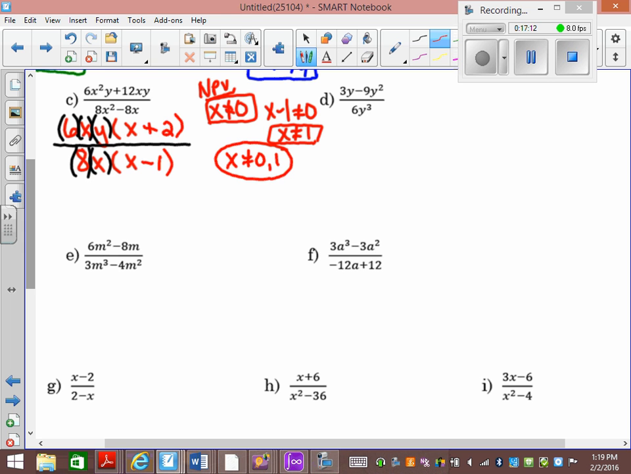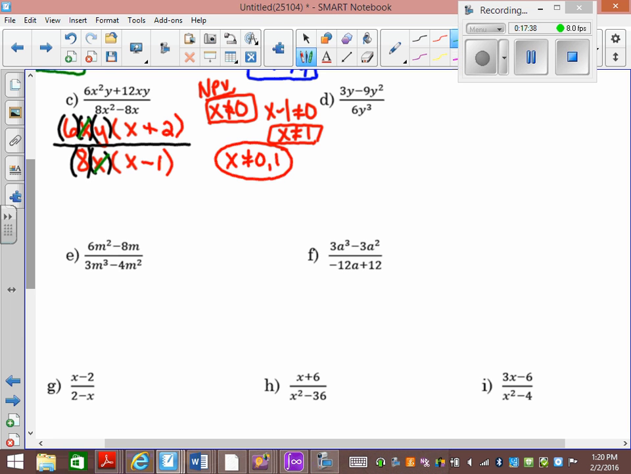Now, is there anything in the top or the bottom that I can take out? No letters on the top that match. Yeah, x. So I can take an x out of the top and an x out of the bottom. Can I take this x out with this x? No, this is x plus 2. It can only go away if there's an x plus 2 on the bottom. This is x minus 1. It can only go away if there's an x minus 1. So those are staying forever because there's nothing that matches them.